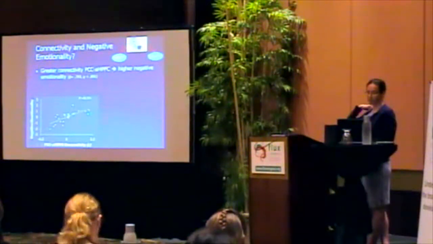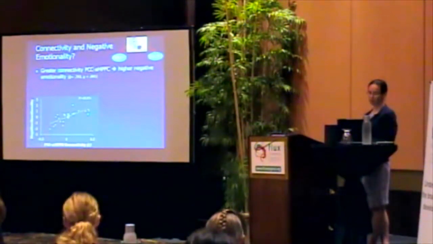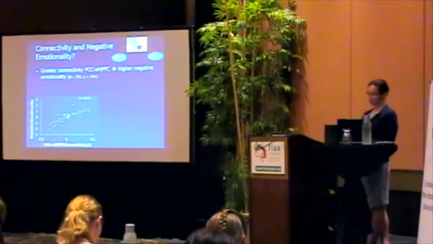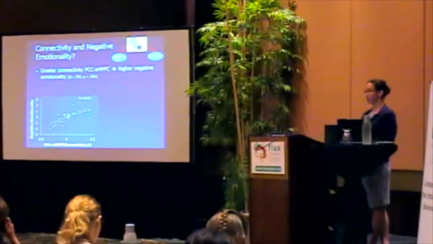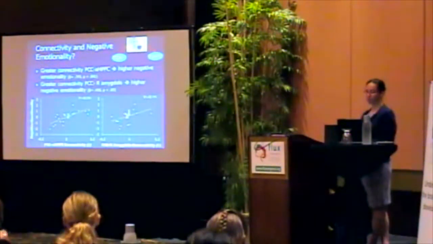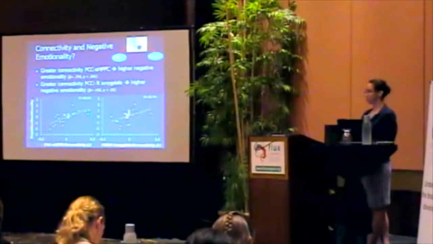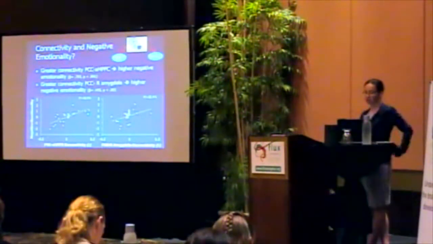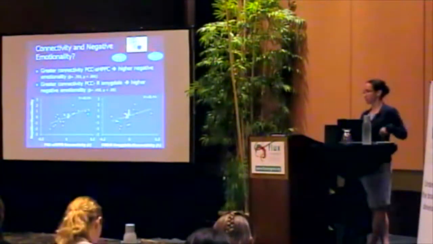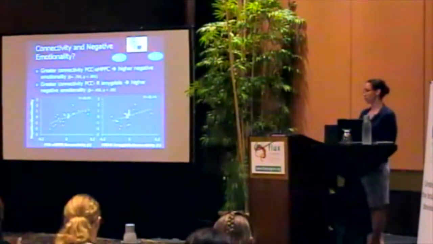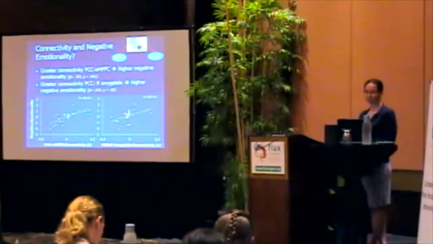So the posterior cingulate to the anterior medial prefrontal cortex we saw was significantly and positively associated with negative emotionality, so stronger connectivity between those two regions is associated with higher levels of negative emotionality. Similarly, for the posterior cingulate to the right amygdala, we saw a positive association with negative emotionality in infants. And you can see from this slide that for the posterior cingulate to the anterior medial prefrontal cortex, that association with negative emotionality was stronger.